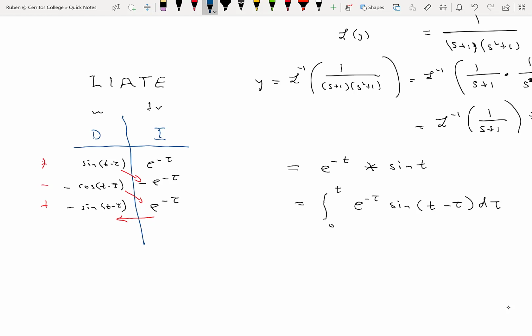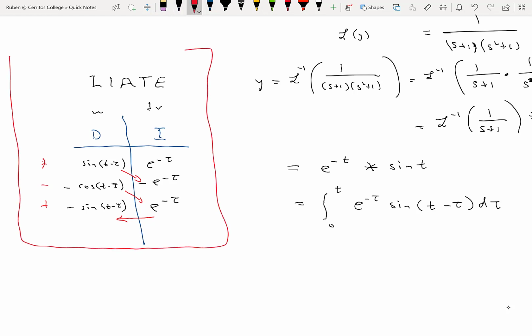Let's see, what am I doing here? I want to square off this work so it doesn't get in the way of our integral.